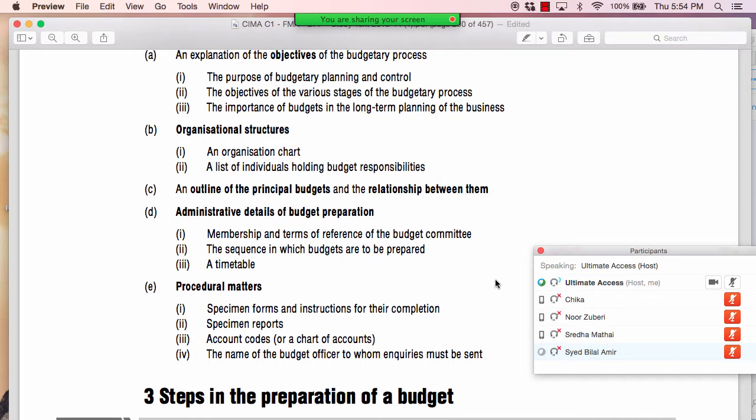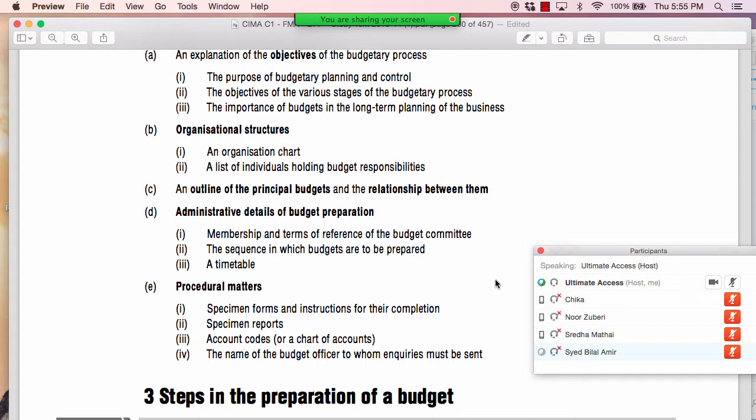Now they will say an outline of the principal budget and the relationship between them. So we are looking at the big picture here. This is where we want to go. Let's say it's a university. Currently my university has 1,000 students. Next year I'm thinking of opening up in Sharjah, and I'm expecting 2,000 students there. So immediately I have this big picture, and it's important I have that, with timelines.